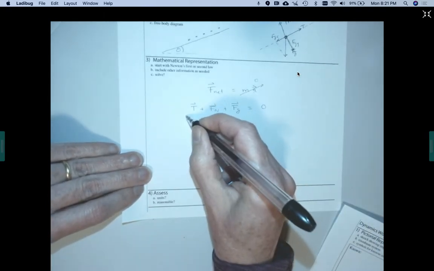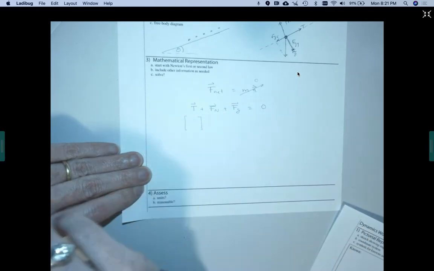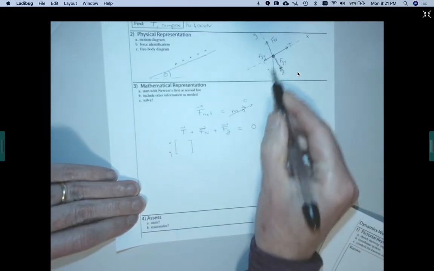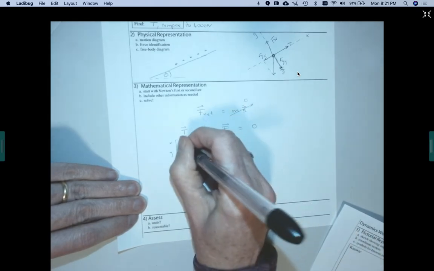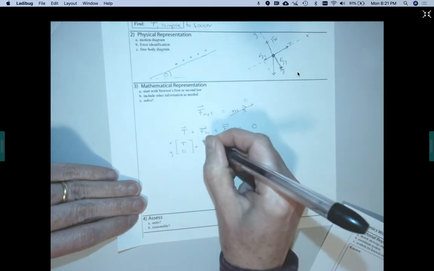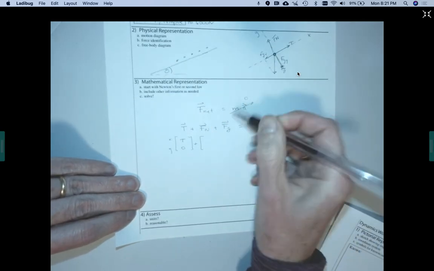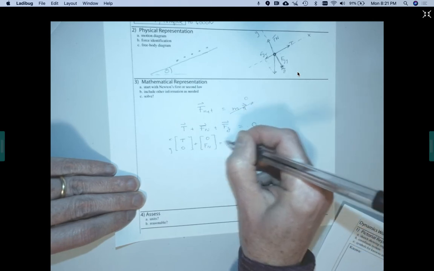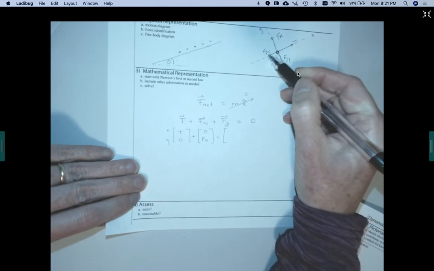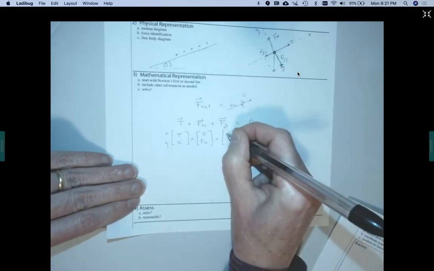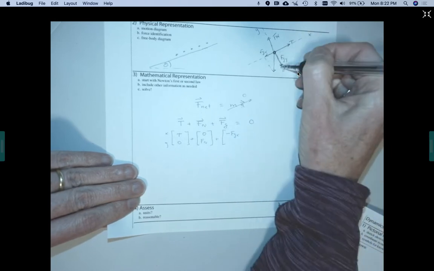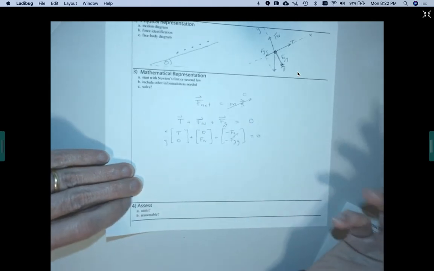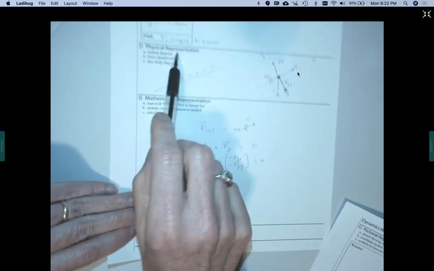So what does this mean? With column vectors, I can write the components in their x and y, just break them into their x and y components. My tension is just in the x direction, so it has T in the x direction and 0 in the y direction. The normal is just in the y direction, so it's got 0 in the x and F normal in the y direction. And then my force of gravity actually has a negative component, so it's got negative Fgx, and my y component is down as well, so that's negative Fgy, equals 0.